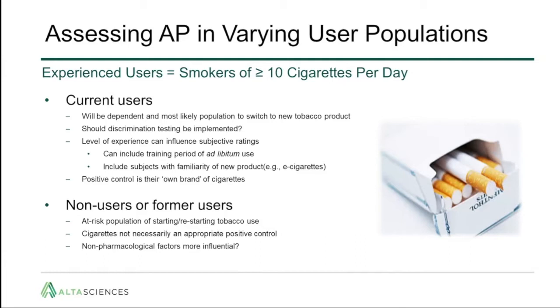Usually these types of studies will have a positive control, which is usually the subject's own brand of cigarettes that they smoke routinely. Non-users or former users are very important too, because the FDA and the regulatory agencies are concerned about people who have never used tobacco suddenly starting to use a new tobacco product, or people who have quit smoking reinstating their tobacco use on a product that they feel has less risk. So these populations also need to be considered in terms of how this new product may impact their behaviors in initiating or reinitiating tobacco use.